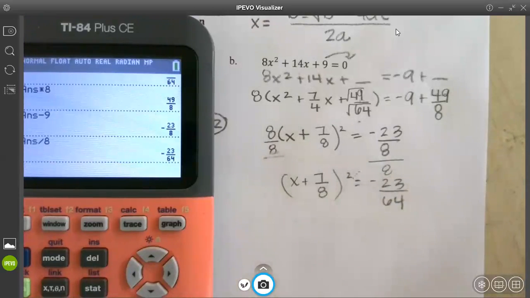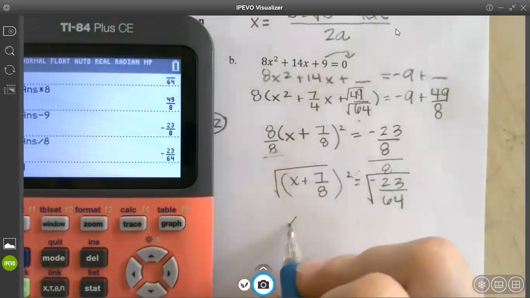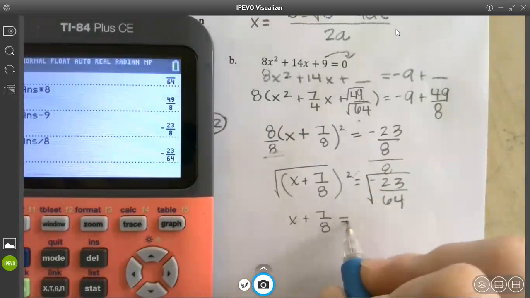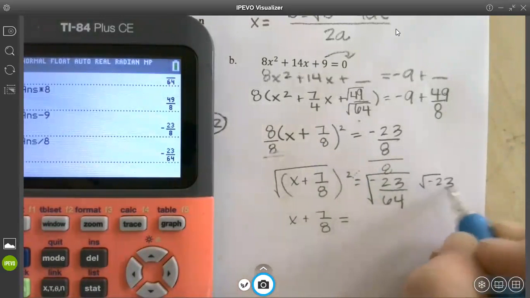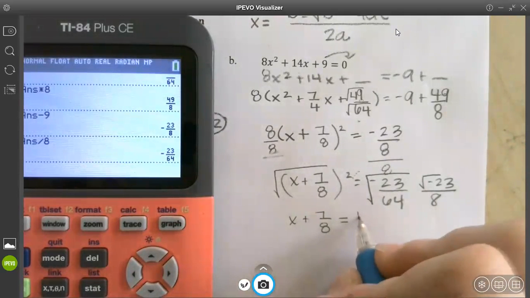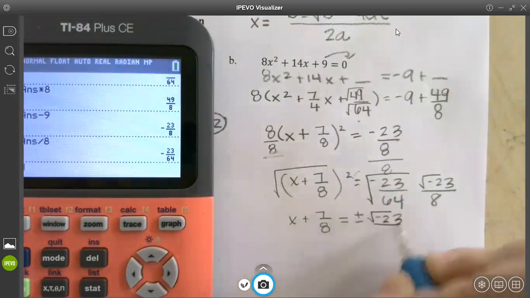How do I get rid of this square? Square root both sides. That means I get x plus 7/8 equals. This is going to reduce to the square root of negative 23 over 8. Does everybody see that? When I take the square root, how many answers do I have? A plus or minus. Square root of negative 23 over 8.